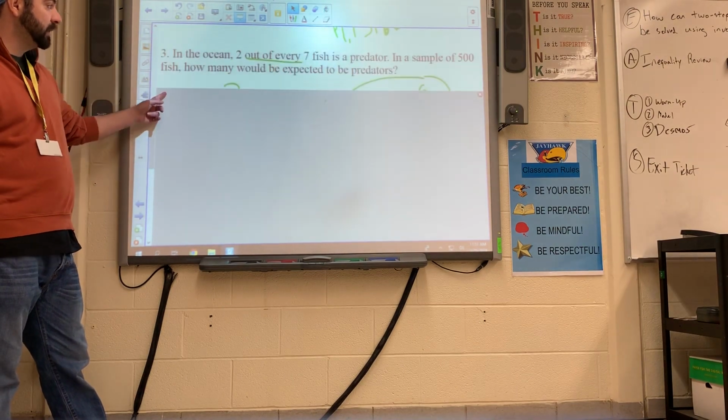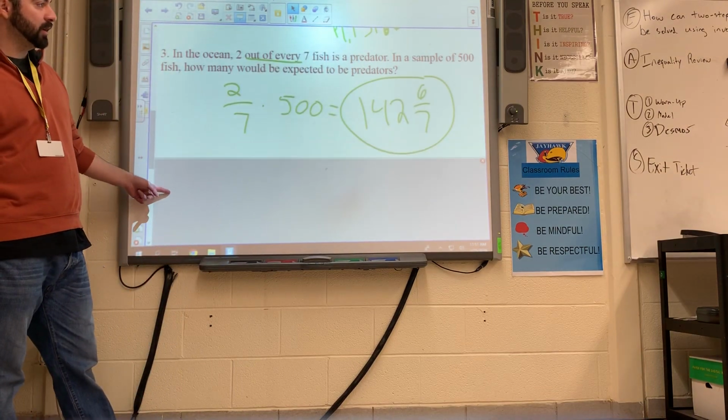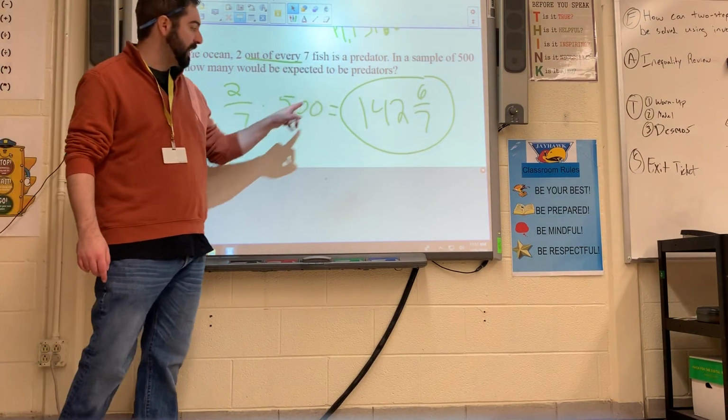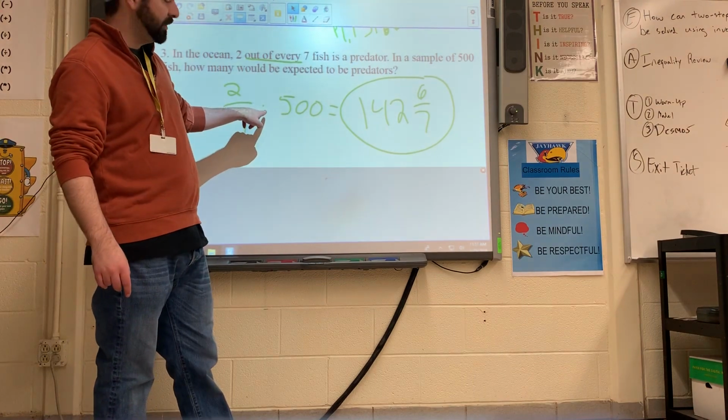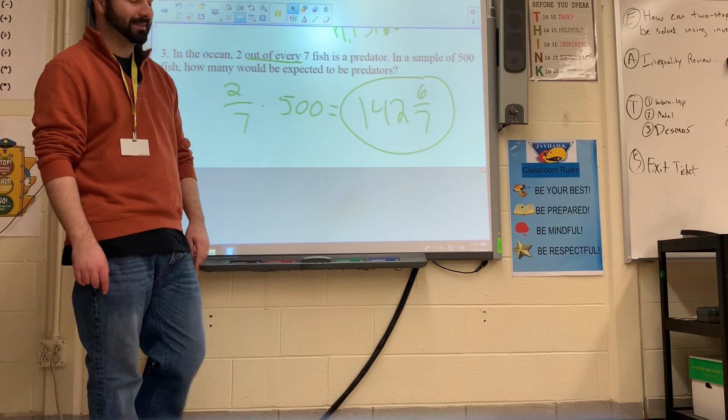Number 3, 2 out of 7 fish are predators, meaning 2 out of 7, and they want to know if they increase the sample size up to 500. So 2/7 of means times 500 means your answer should be 142 6/7.